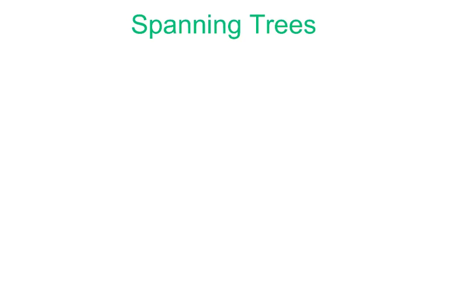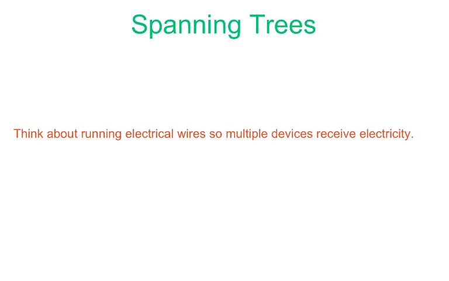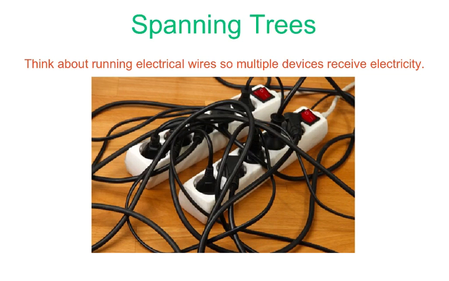Today we're going to learn about spanning trees. Think about when you're running electrical wires so multiple devices can receive electricity. You typically have a picture something like this whenever you run multiple wires. With spanning trees, it's essentially the same concept: creating the most efficient system by using the fewest amount of wires.